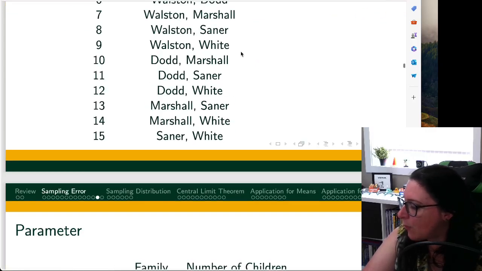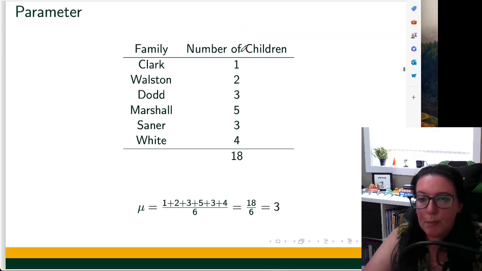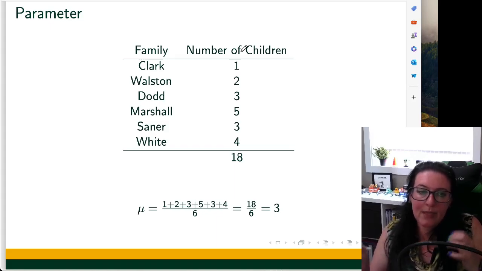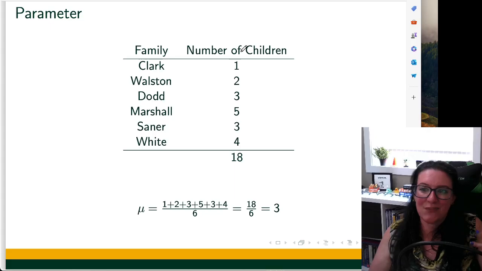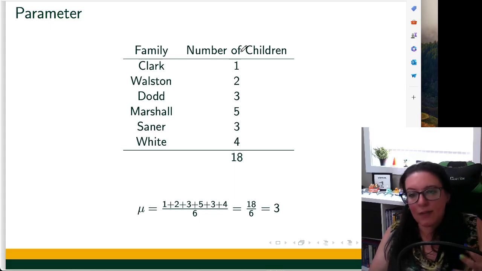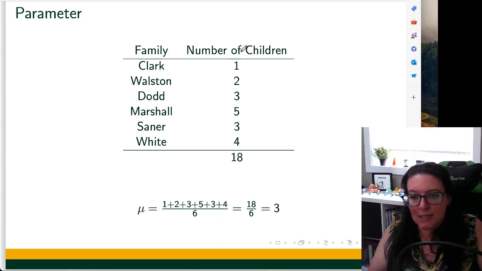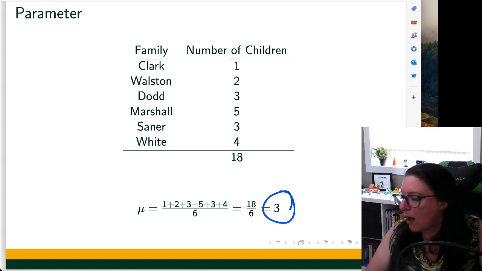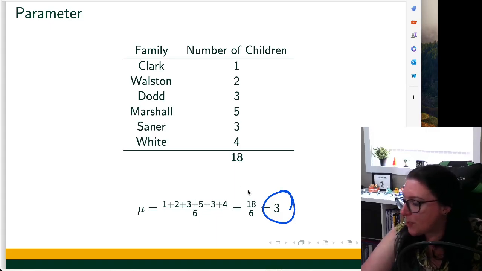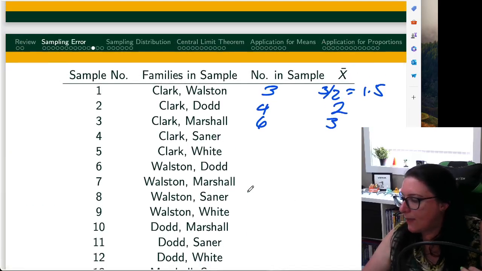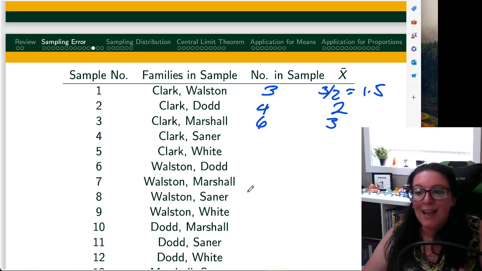Okay. So compare this to the population parameter. The population parameter says, okay, if the entire population is these 6 families, and collectively we add it all up, they have 18 children, 18 divided by 6 families, we get a population parameter, mu, of 3. So if the population parameter, that true underlying average, is 3, and our sample statistic in that first sample is 1.5, there is sampling error here of 1.5.